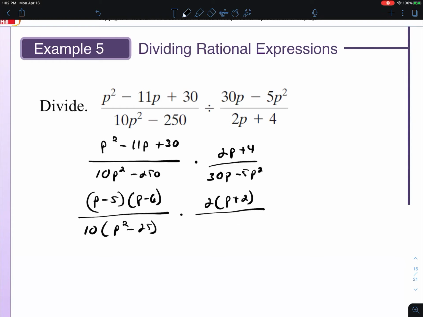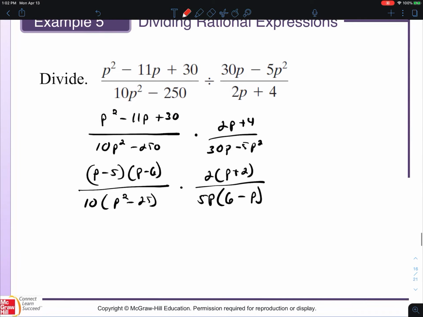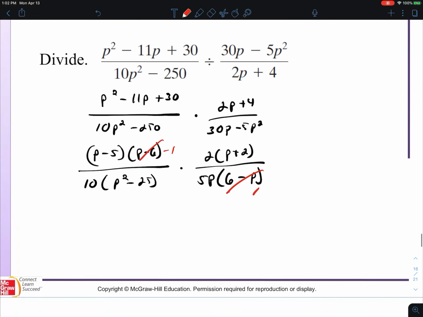I actually take out a 5. So take out a 5p, so it's going to be 6 minus p. So now I can go ahead and cancel out. So remember, that's going to be a negative 1. And then I'm going to factor out a little bit more here. I'm going to put the negative 1 here. So I'm going to do p minus 5, p plus 5.